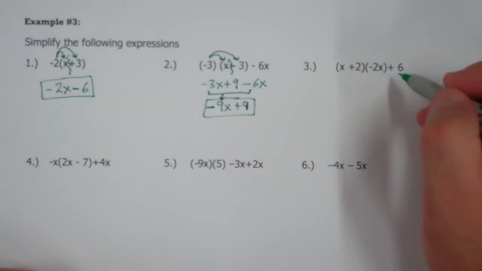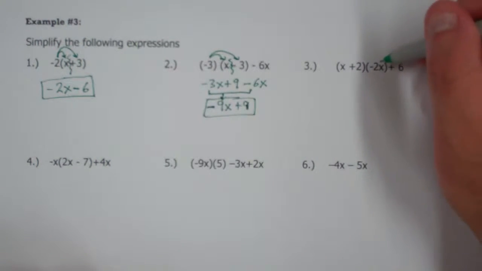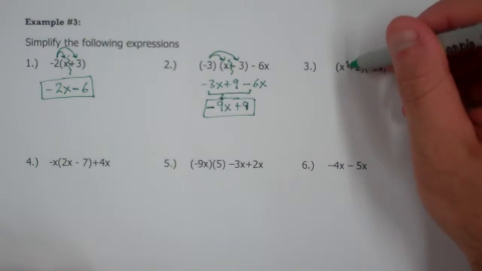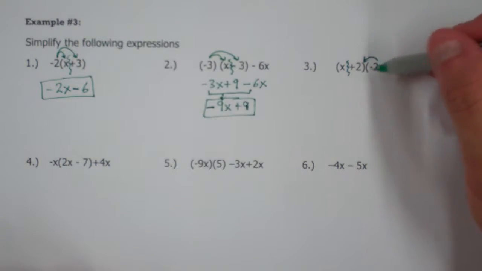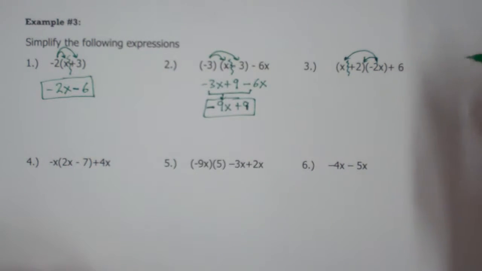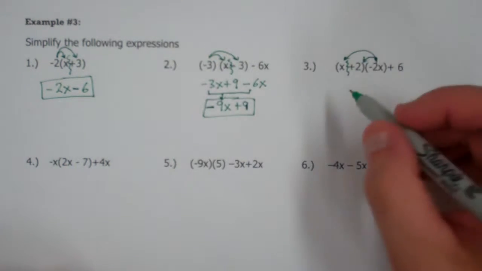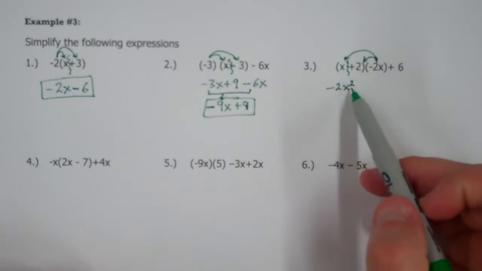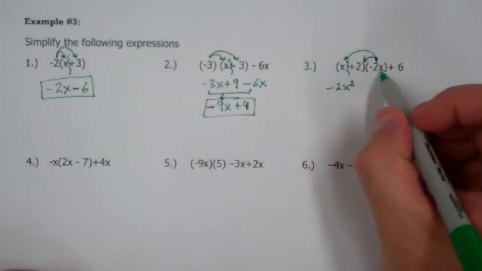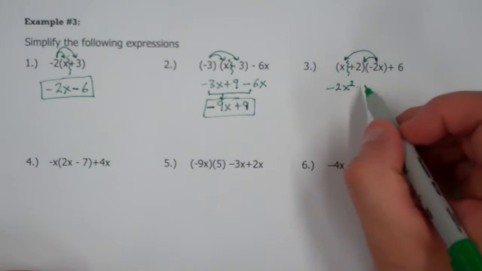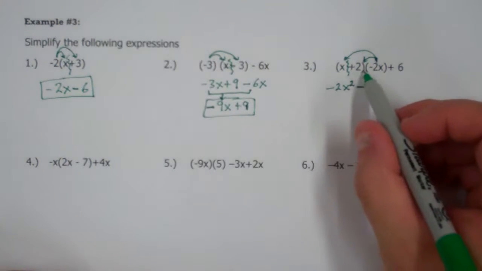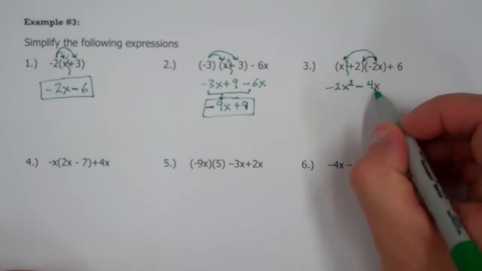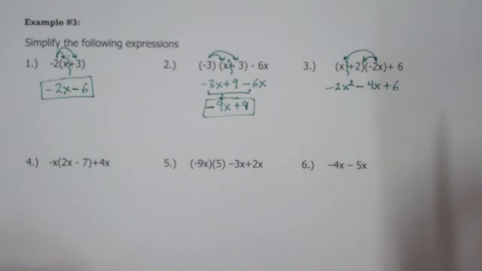In this example number 3 here, we do have to do some distribution. You'll notice that there are two terms on the inside of this set of parentheses. So we're going to need to multiply this negative 2x by the first term and also the second term. Then we'll add 6 later. Negative 2x times x is negative 2x squared. Negative 2x times positive 2, that's a negative times a positive, so that's going to be negative. 2 times 2 is 4, and of course there's an x there. Then we'll need to add 6.